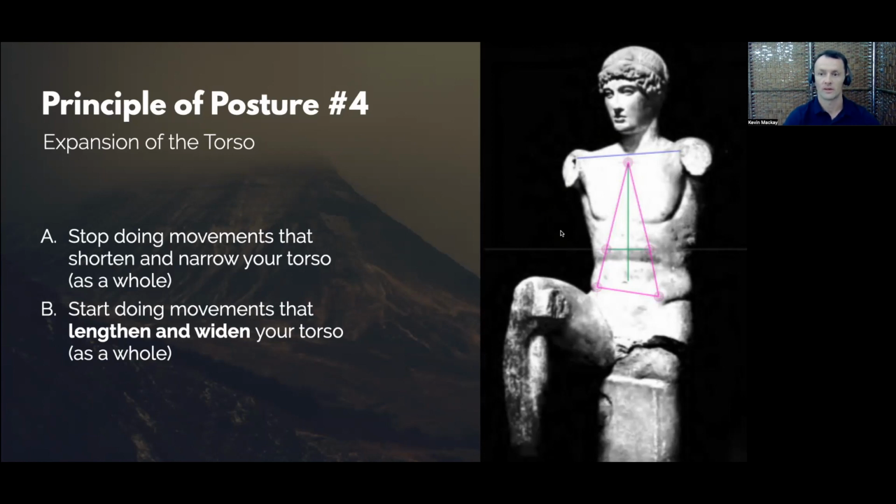And this mechanism of the torso, we want to expand as a whole. Principle of posture 4 is to stop doing movements that shorten and narrow your torso as a whole, and start doing movements that lengthen and widen your torso as a whole. So as a whole is important. It's not about lengthening individual parts and hoping they all add up, like Lego, to good posture at the end. It doesn't work like that. You need to expand the torso as a whole. So I'm going to show you what this means.